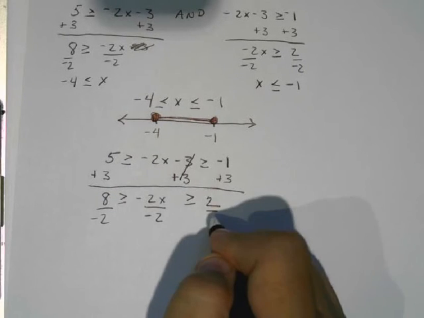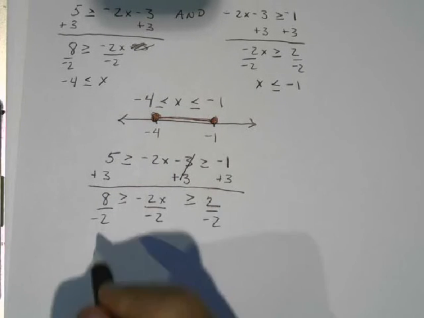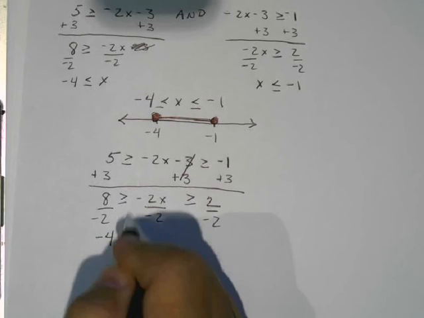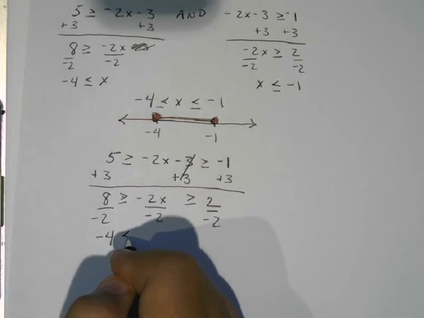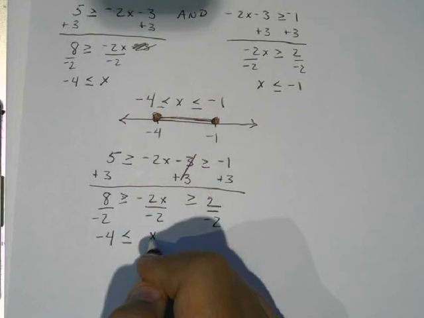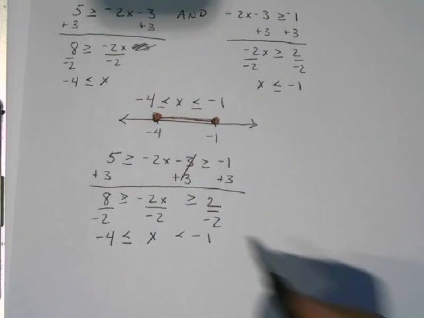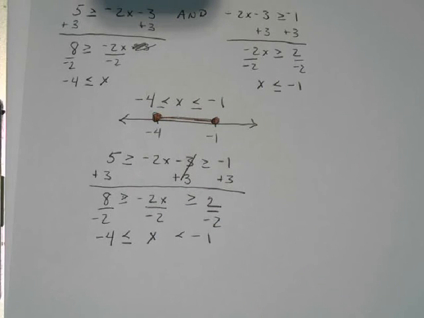But if I'm going to divide by negative 2, I have to do that for all the sides. So negative 4, remember dividing by negative 2 flips the inequality, x, and negative 1. And I get the same answer. I just don't have to spread out so much and do it as two separate problems.